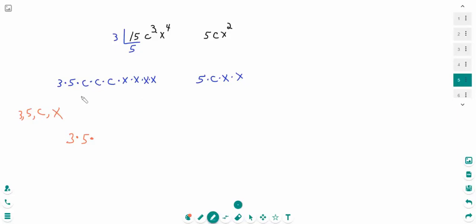And we do it the same way. We say, how many times was c used? Well, here it was used 3 times, and here it was only used once. We're going to take the greatest number of times that it was used in one term. So we have 3 of them, 3 c's. So it's going to be c times c times c.